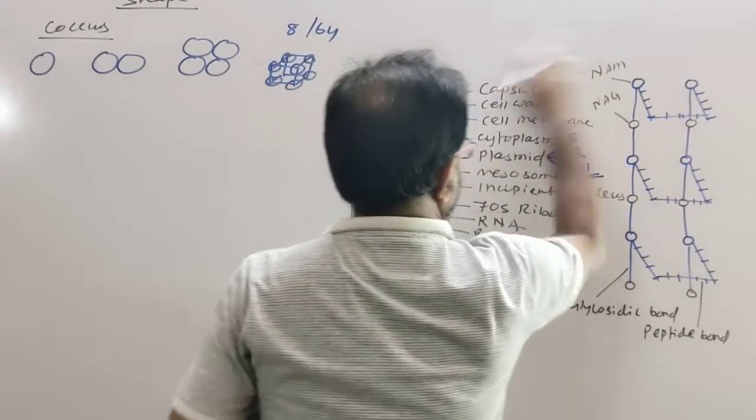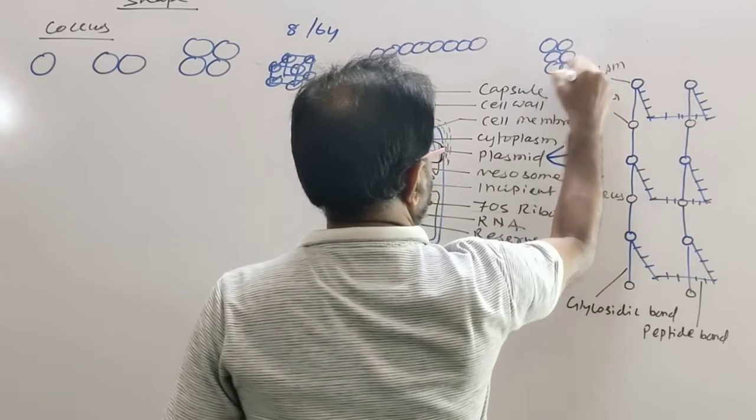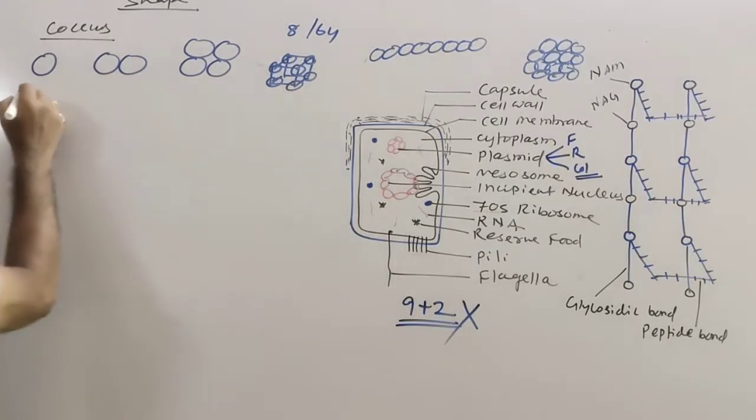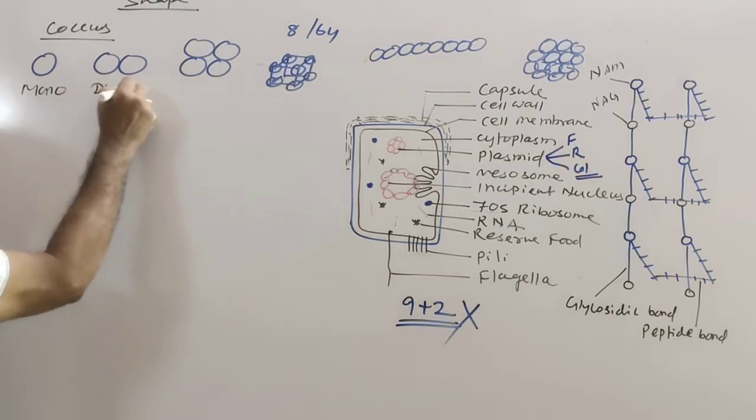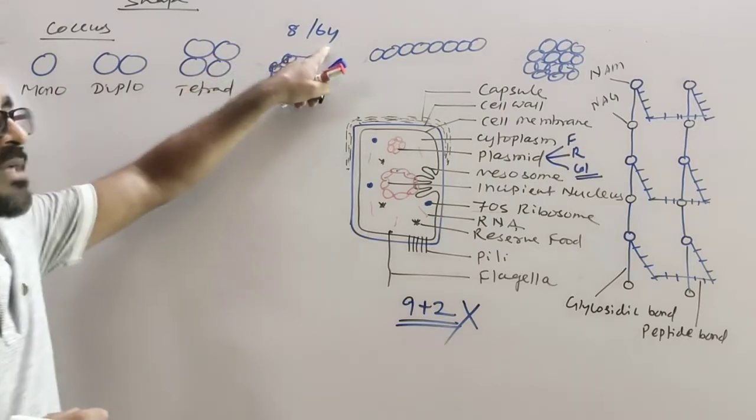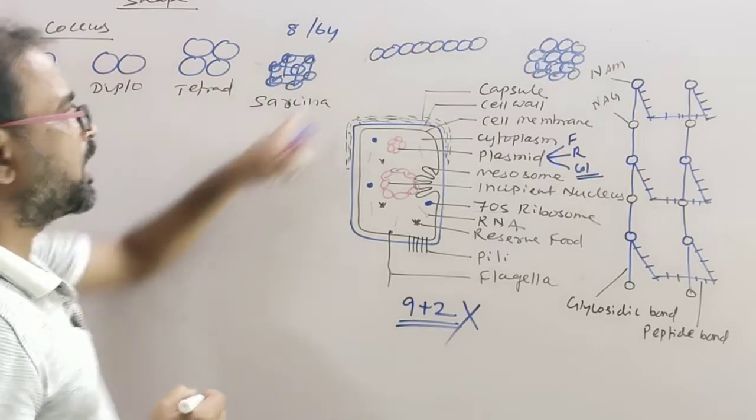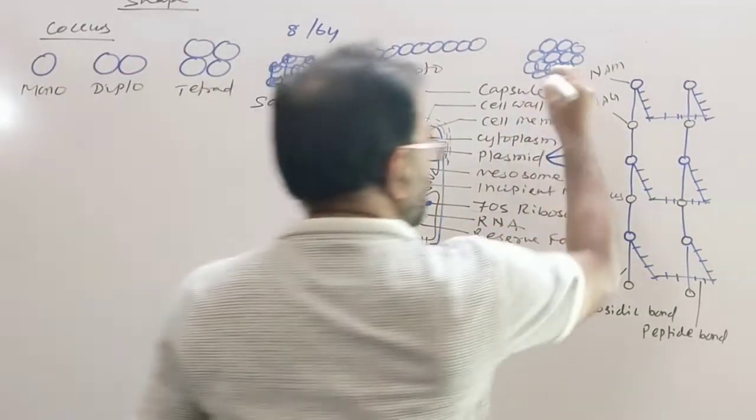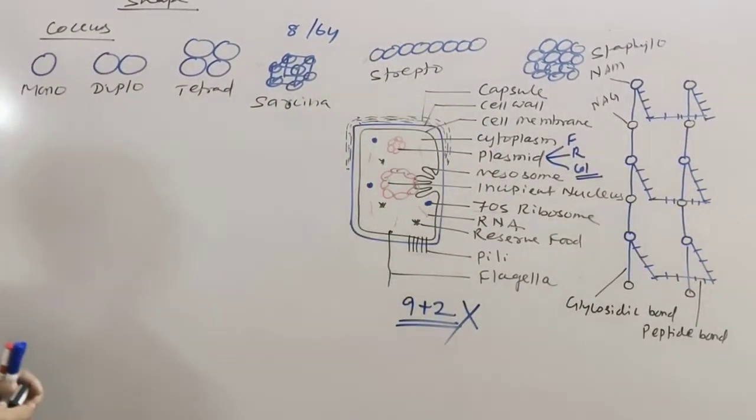Maybe a chain of cells is present, or a group of cells is present. Cocos means circular. If a single cell is present, it is called monococcus or micrococcus. 2 cells are called diplococcus. 4 cells are called tetra. 8 or 64 cells in a 3-dimensional structure are called sarcina. A chain of cells is called streptococcus, and a group of cells is called staphylococcus. Clear?